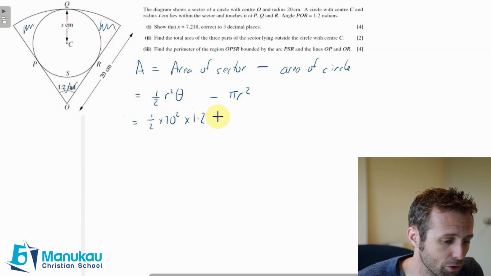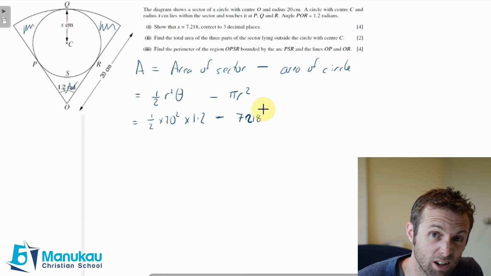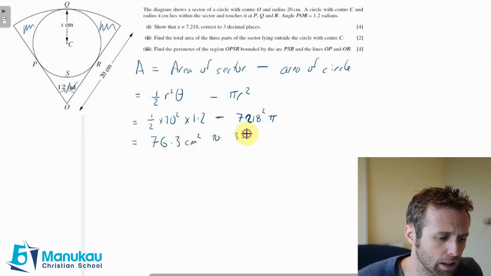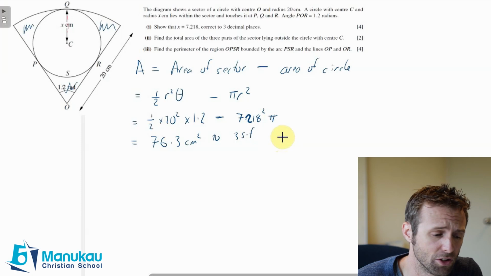And we're going to subtract from that the area of the little circle with the centre at C. So that's going to be r squared, in this case, is x. So what do we say? 7.218, etc. Use your unrounded number, squared, times pi. And when you chuck this into your calculator, you can have a try of that. I'm getting 76.3 centimetres squared, and that's to 3 significant figures. Okay, I hope that makes sense to you.